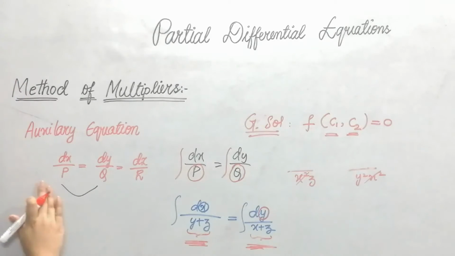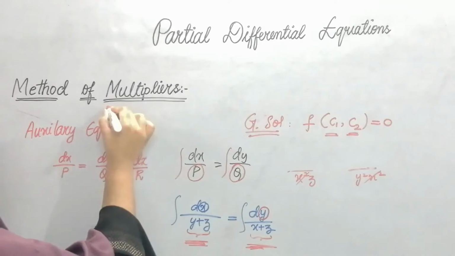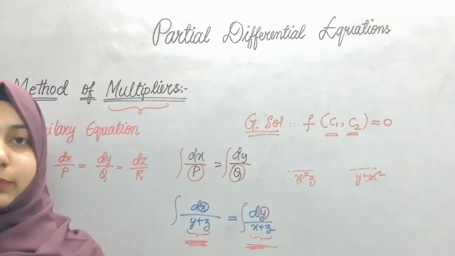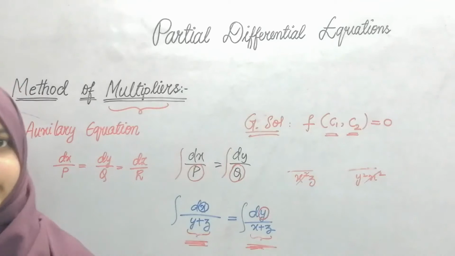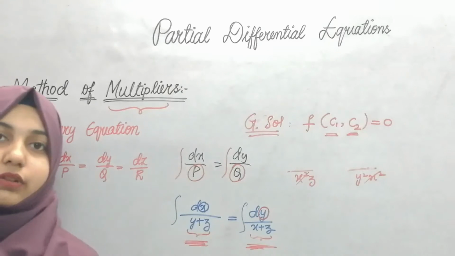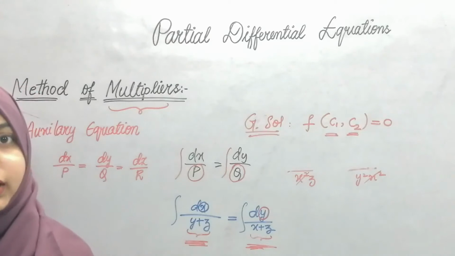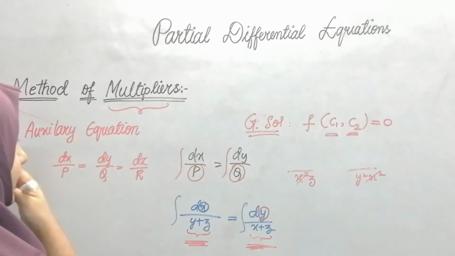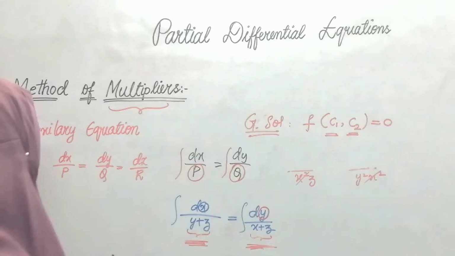Now, in the method of multipliers, what will we do? Multipliers means we are going to multiply. Okay, we are going to multiply either a constant or any variable. Okay, there is no restriction. You can multiply a constant or you can multiply a variable. Now why are we multiplying? In order to make the denominator 0. For example, let me elaborate on this.